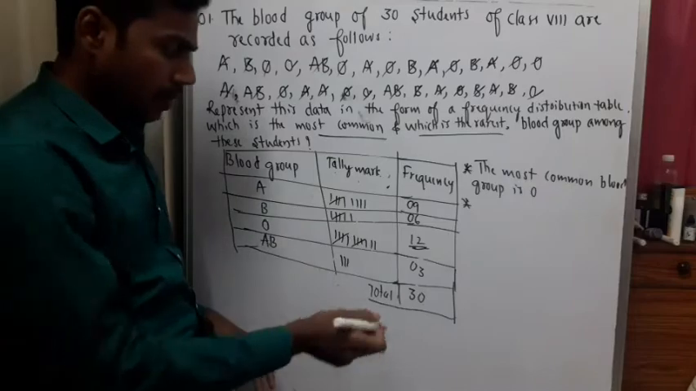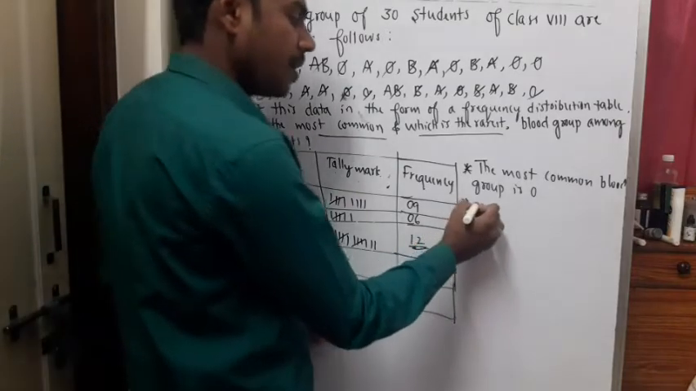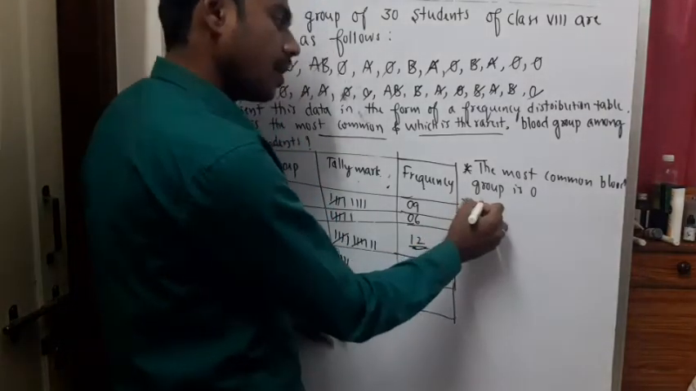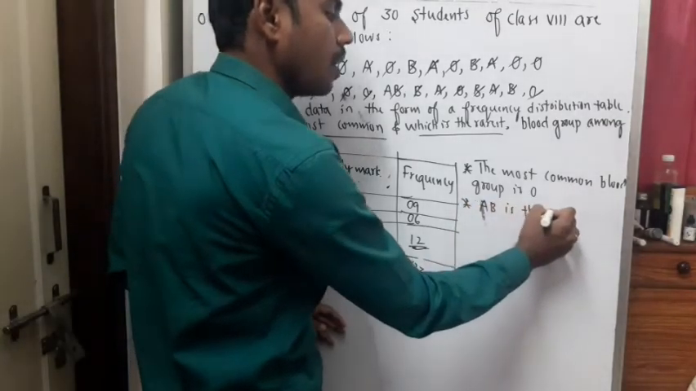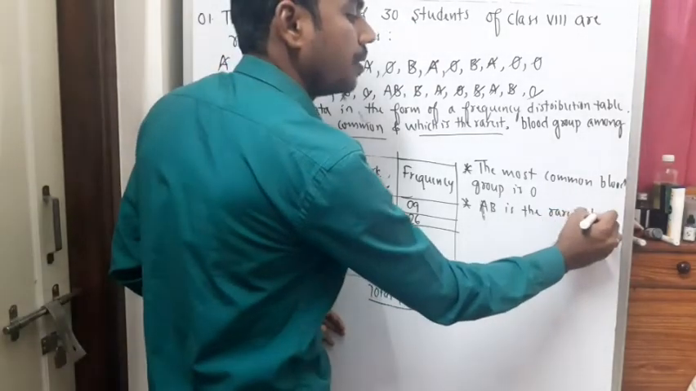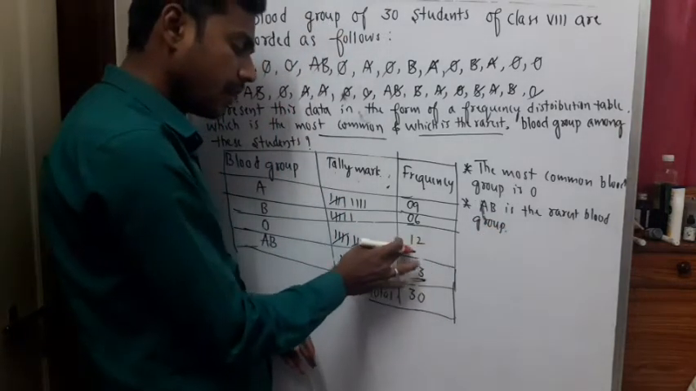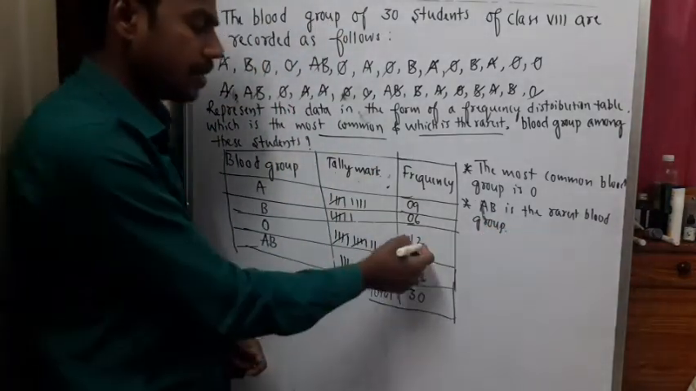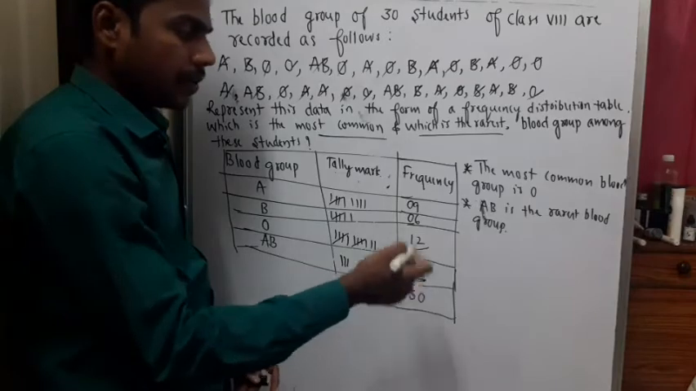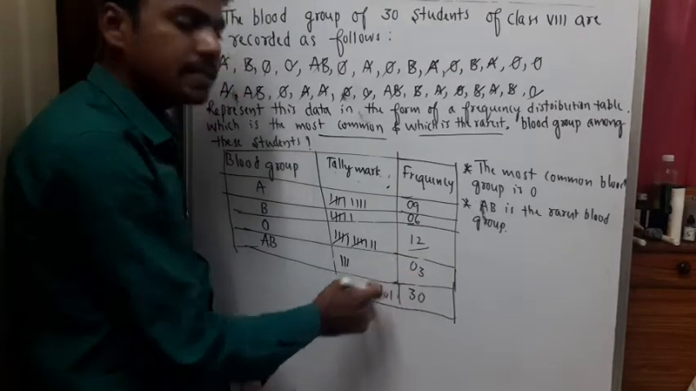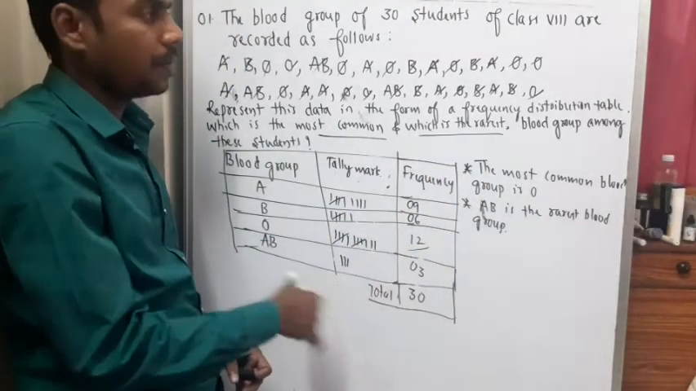Rarest means which is less. 3 appeared only 3 times. So 3 is the rarest. See, AB is the rarest blood group. Understood? When they ask you the most common, we should check which has appeared the most number of times. That will be the most common. And the one which has appeared the least number of times is the rarest blood group. We have answered this based on the frequency distribution table. Please note this down.